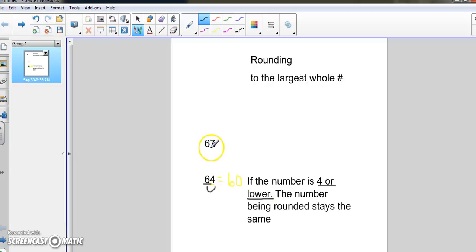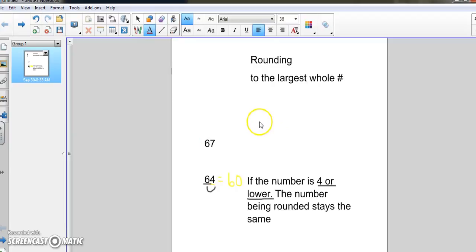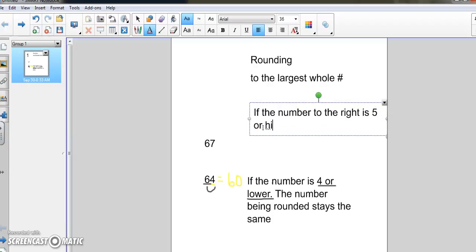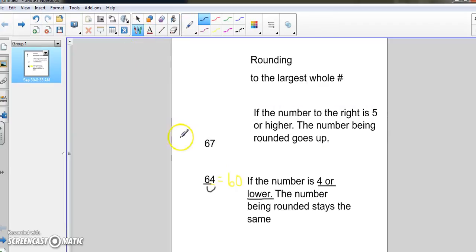Now, if we look at 67, the rule for rounding to the largest whole number is if the number to the right is 5 or higher, the number being rounded goes up. So I'm looking at this 67. The number to the right is the 7. I'm rounding the 6. Okay, so the 7, the number to the right, is telling us that it is 5 or higher. Therefore, the 6 becomes a 7, and everything else goes to a 0.